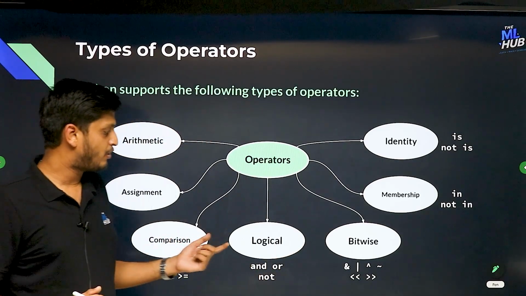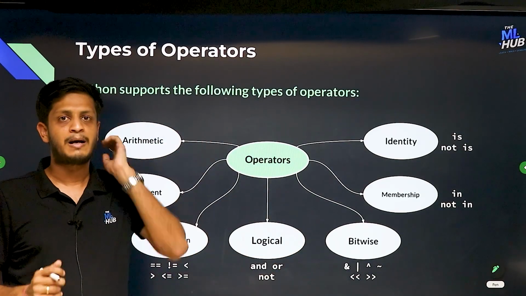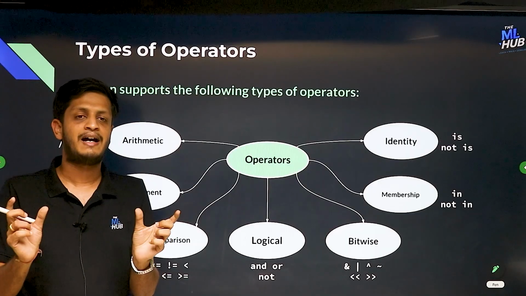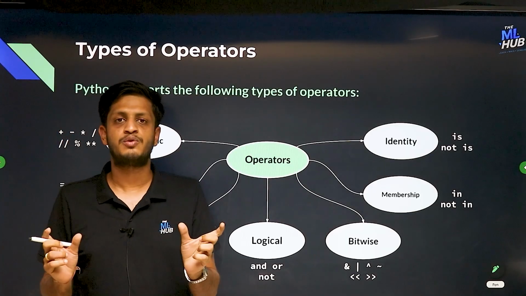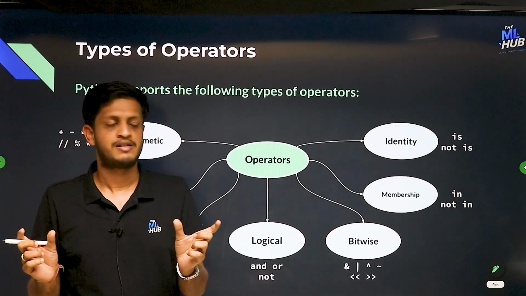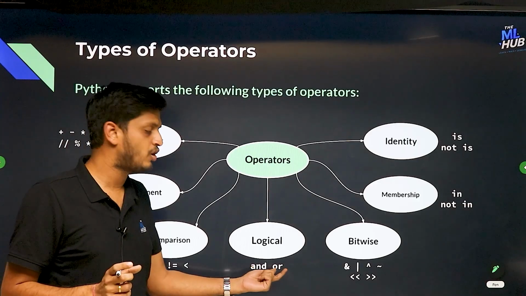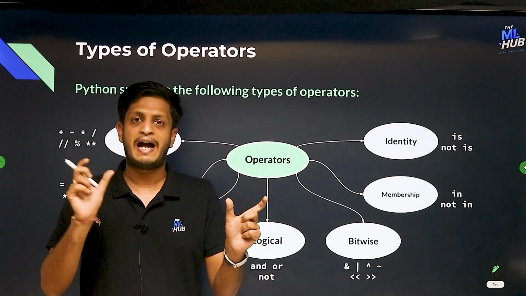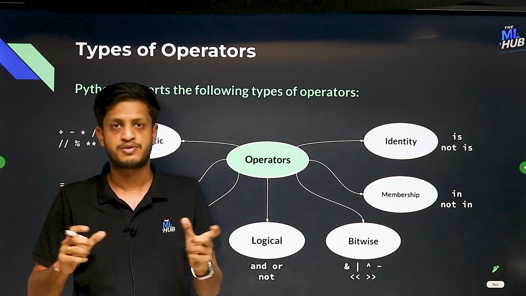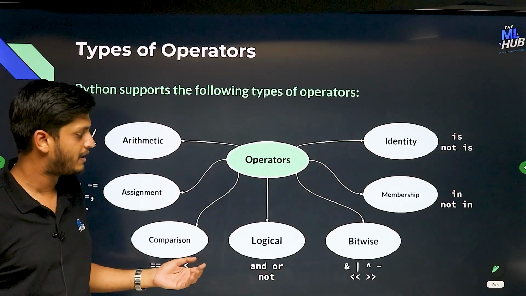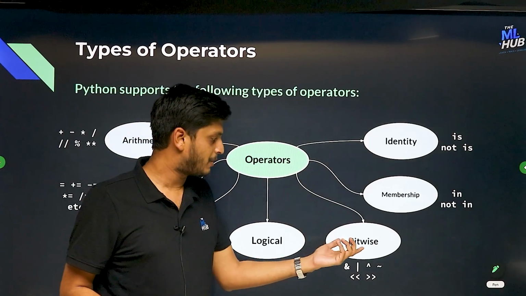Next we have logical operators. Logical operators combine 2 expressions, and basically they are used to combine the result of 2 operations. So for example, and, or, not. This is true and this is true. This is true or this is true. Something like this. We will see in detail in the coming slides.